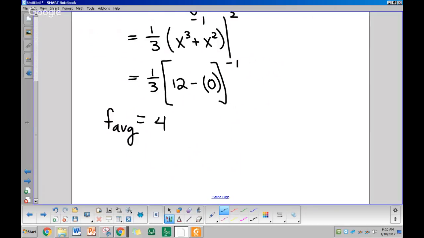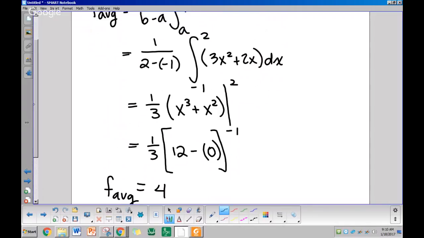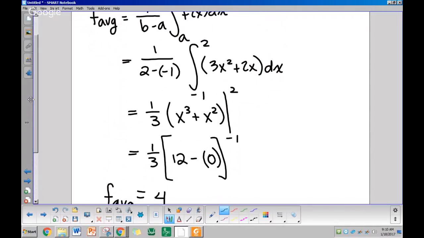What's the matter, Robert? I see consternation. Oh, no, I was just trying to follow it. What did we do? We said 1 over b minus a, which is easy, right? And then we did the integral of 3x squared plus 2x. That's a function whose derivative is this: x cubed plus x squared. Do you see that? Yeah. And then we use the fundamental theorem of calculus and evaluate it at 2 and then evaluate it at -1 and subtract.